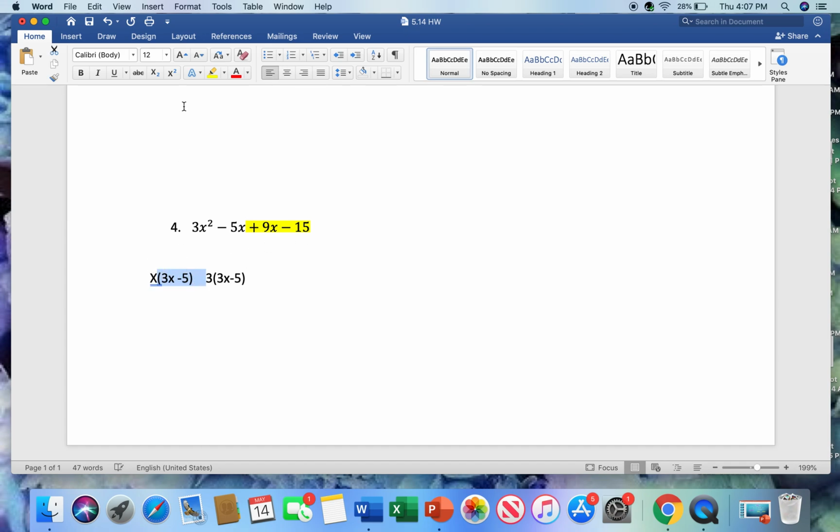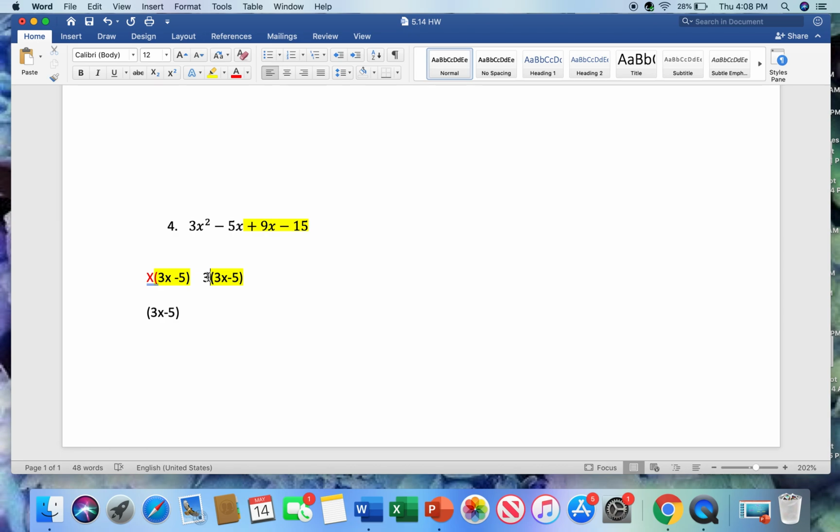Okay, we got to this point. Now we have our twins. So we highlight them. We know there are two of the same, so we're only going to use one of those. We have 3x minus 5. And we're going to take what's on the outside of those parentheses and group those together. So we have x and a 3, so x plus 3.